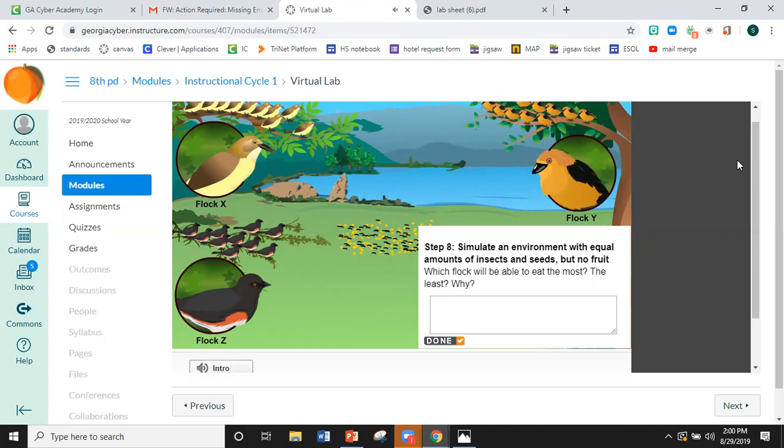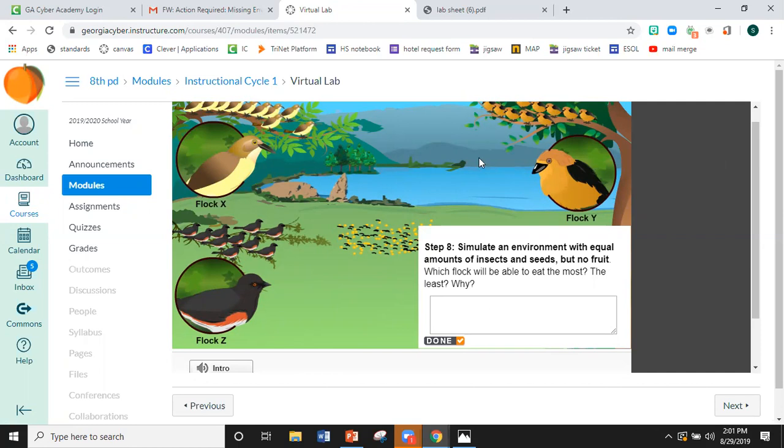All right, so if we take away the fruit, what do you think is going to happen? Remember, flock Y ate the most fruit. So what do you think is going to happen if there is no more fruit? All right, no more flock Y. Flock X will decrease. Y is going to die off. They'll have less to eat. Y might become extinct. It will adapt.